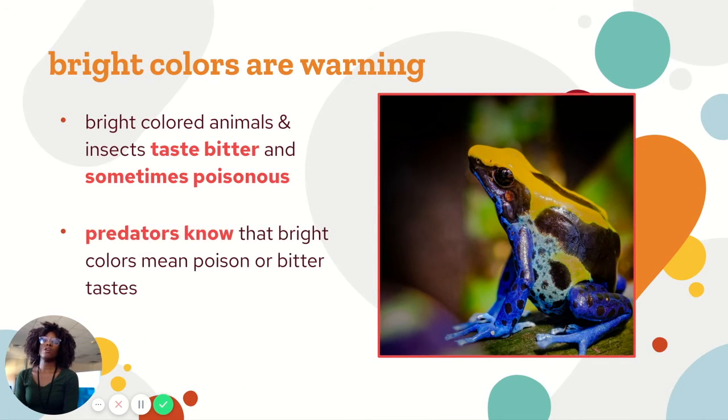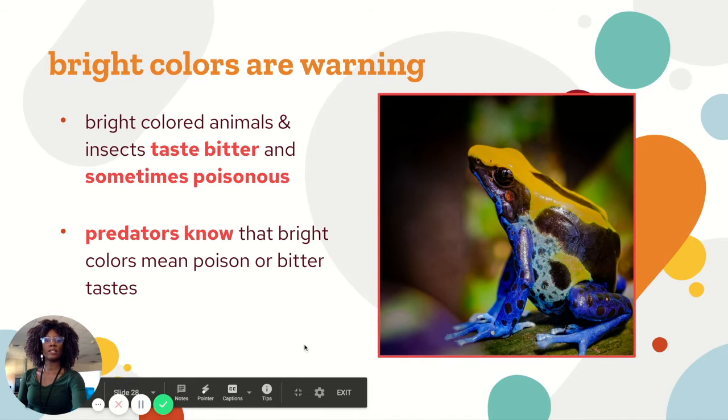Bright colors on an organism: brightly colored organisms taste bitter and sometimes poisonous, because predators know that a bright colored organism means it is either poisonous or it's going to taste really bad. So this is a tree frog in the Amazon rainforest.